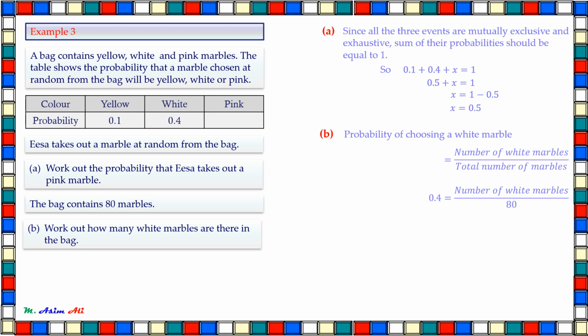When it goes to the left hand side, we will multiply, so that we will have 0.4 into 80 on the left, equal to the number of white marbles on the right. We will multiply 0.4 and 80, and the answer will be 32. So thus the number of white marbles in the bag is 32.